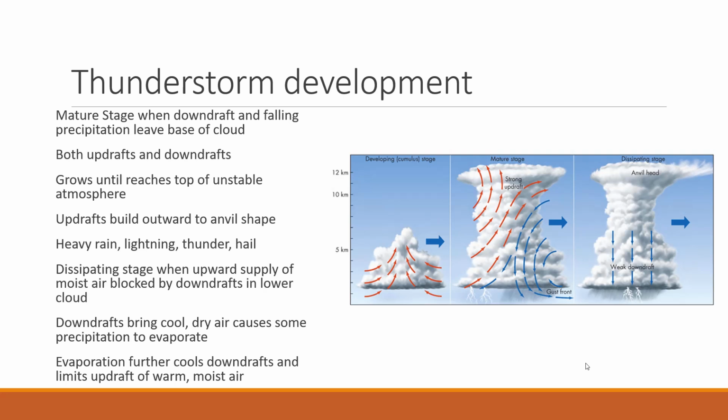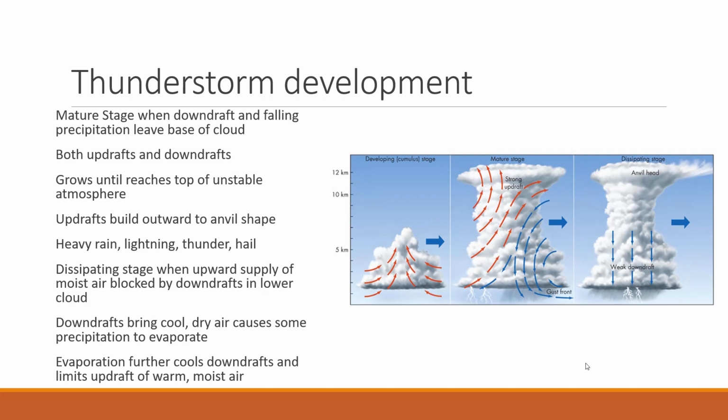The downdrafts overpower the updrafts, so we're not pulling new moisture up into the cloud. And so those downdrafts will bring cool, dry air because we no longer have that moisture up in the cloud. We're not bringing new moisture up. And this will cause some of the precipitation to evaporate. That evaporation will further cool our downdrafts, because remember, if you go from liquid to gas, you have to absorb some heat, therefore it makes it colder.